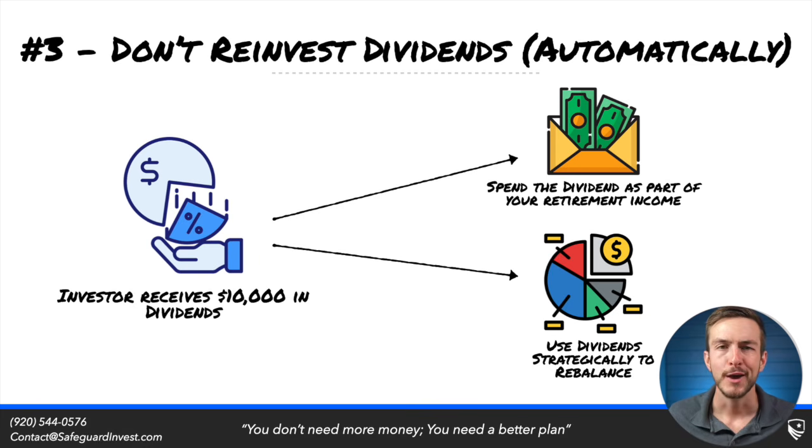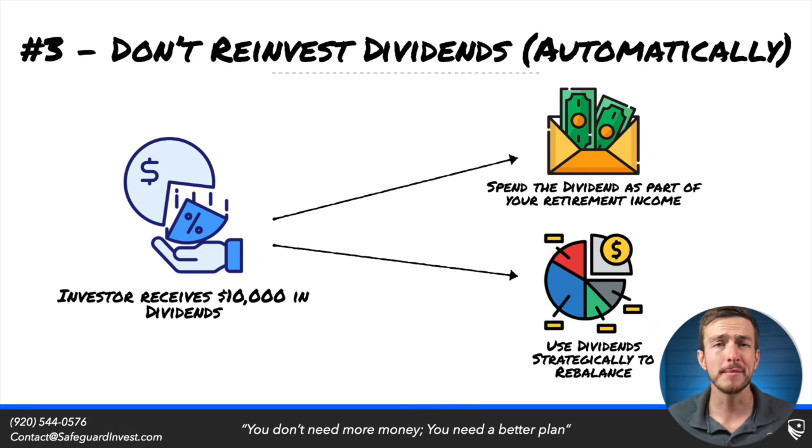Rule number 3, when you do receive dividends in a taxable account, don't just automatically reinvest them, at least when you're in retirement. In the accumulation phase, when you are only adding to your taxable account and never really withdrawing, reinvesting dividends is fine. But in retirement, take those dividends and determine the best use of that capital. You've already been forced to take a taxable event. See if you can use that taxable event now to your advantage.